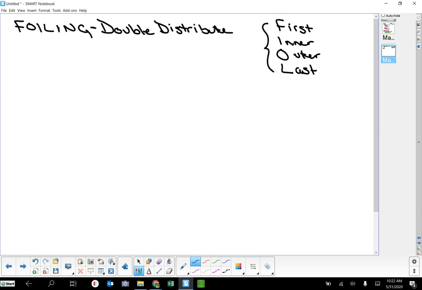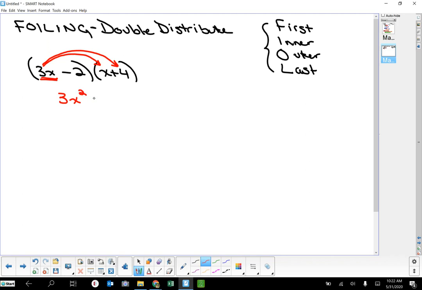And here's what I mean by that. My first problem, I'm going to take 3x minus 2 times x plus 4. So you're going to take this first term, ignore the minus 2 right here, completely ignore it, and just multiply the 3x like you're distributing it to the x plus 4. So if we do that, 3x times x is 3x squared, and 3x times 4 is, we bring down the plus sign, is a 12x.